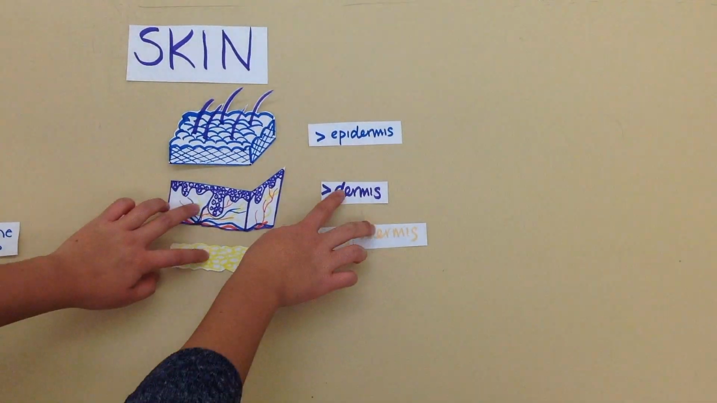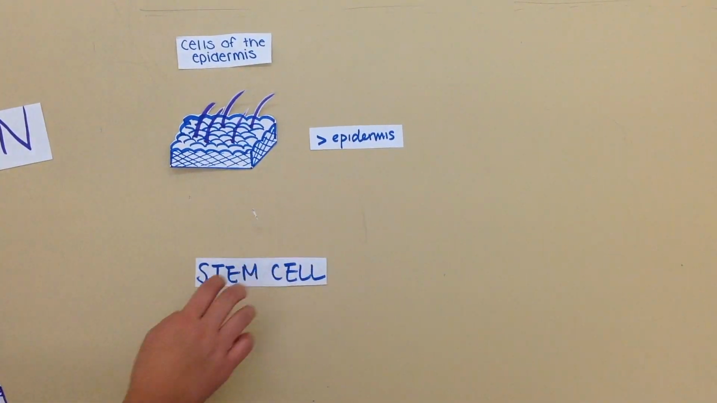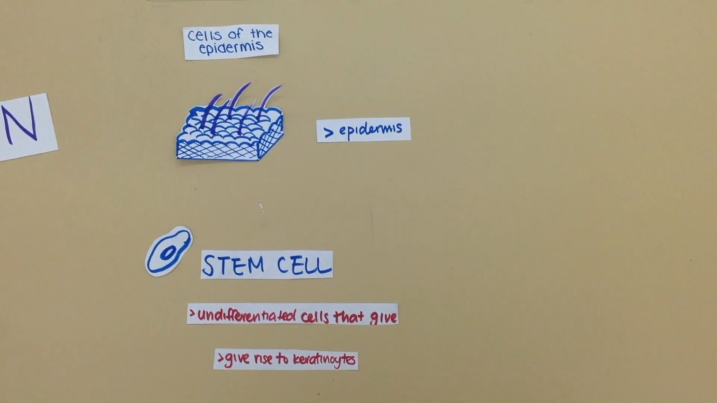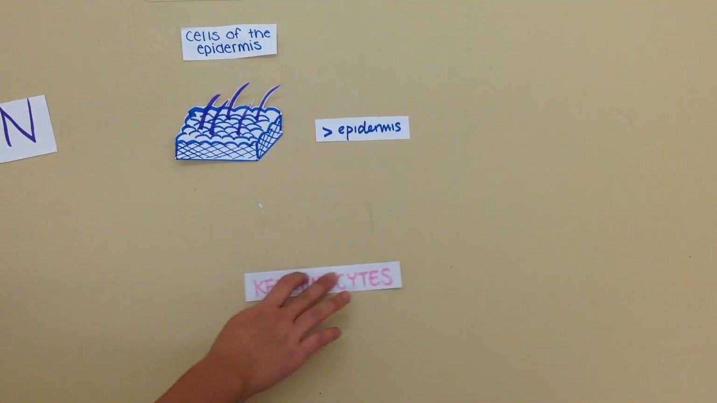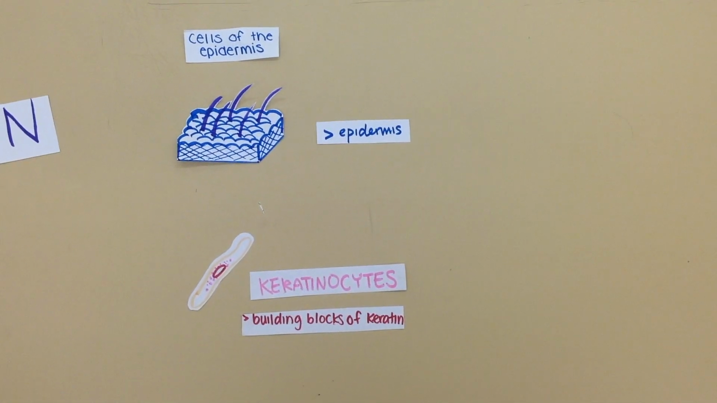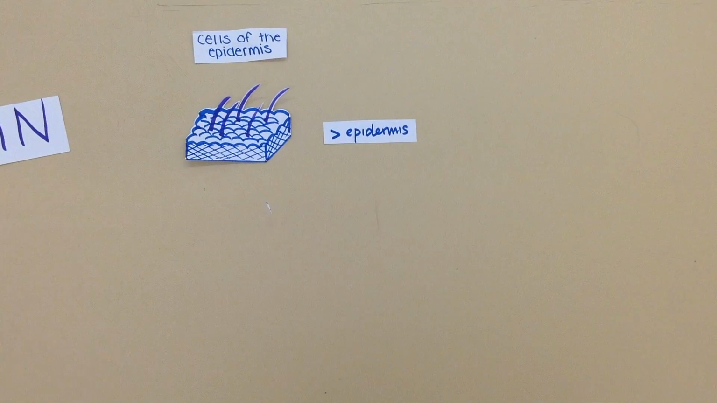There are many different cells located inside of the epidermis. Stem cells are undifferentiated cells that are capable of giving rise to more cells of the same type. It gives rise to keratinocytes and is in the deepest layer of the epidermis. Keratinocytes are epidermal cells that synthesize keratin and is the predominant cell type found in the epidermis.